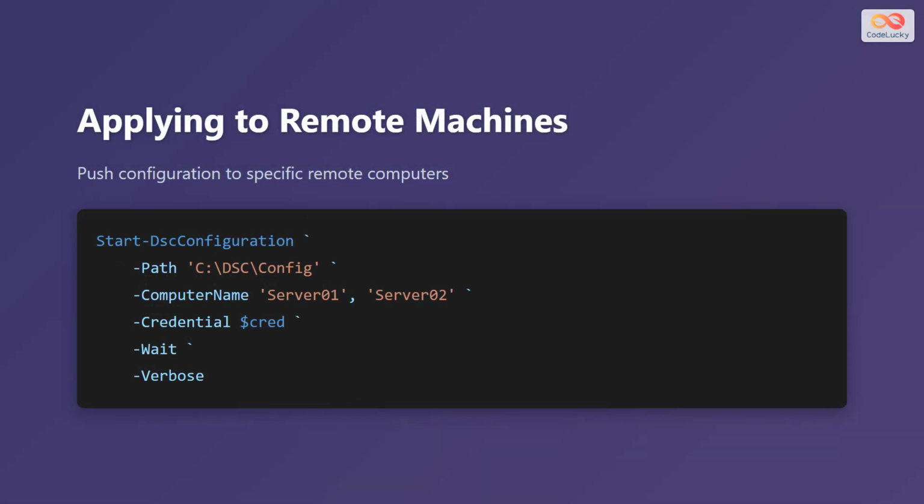When pushing configurations to remote computers, you add the -ComputerName parameter with server names like Server01 and Server02. You provide credentials using the -Credential parameter with a stored credential object. The -Wait and -Verbose parameters remain for synchronous execution and detailed output. This approach scales your configuration management across your infrastructure.